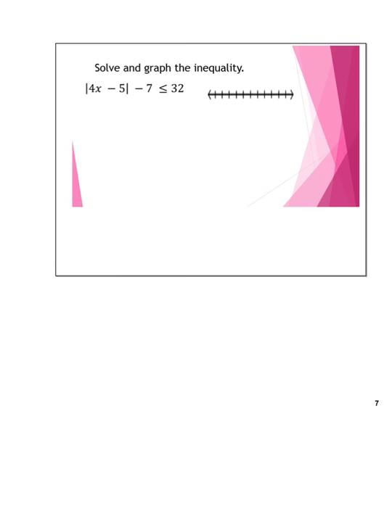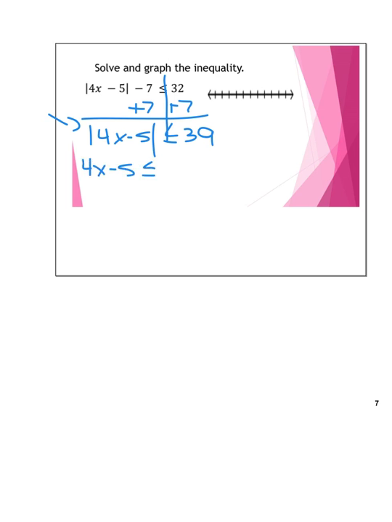In our next inequality, I notice again that we have an absolute value symbol, so I need to isolate that. So there's my wall. I need to add 7 to both sides. So I have the absolute value of 4x minus 5 is less than or equal to 39. Now, because I only have my absolute value symbol on one side of the inequality, I can split it. So my first inequality is going to say 4x minus 5 is less than or equal to 39. Now this is less than, so that's an AND. And then I have 4x minus 5 is greater than or equal to -39.